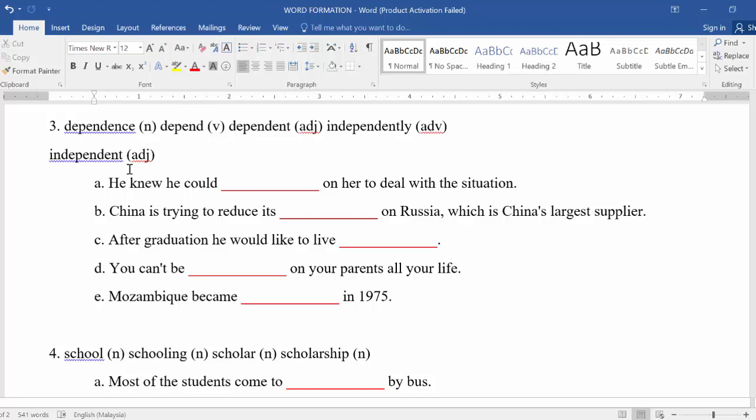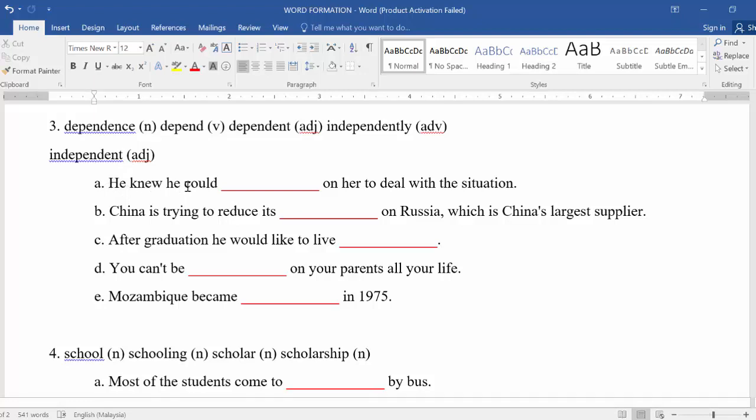Dependent person, a person who relies on someone a lot. Independent person means that this person does not need help from others. Okay, used to describe a person who can do things by herself or himself. Independent can be used to describe other things as well, for example, independent countries.